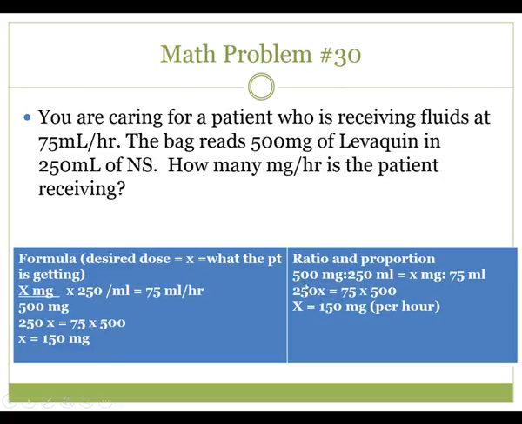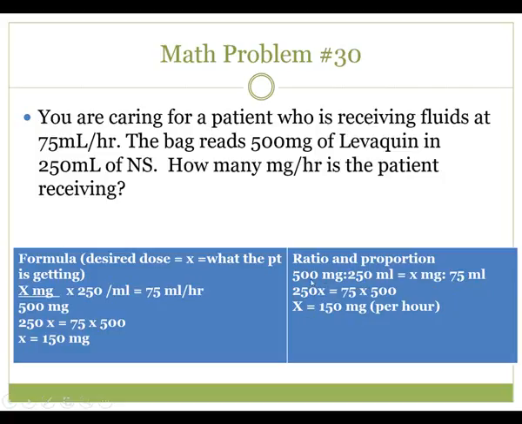I prefer the ratio and proportion on these kind, though. 500 milligrams and 250 is the same as X milligrams and 75. He's getting 75 mils an hour. So this 500 milligrams in 250 mils is going to be the same thing as X milligrams in our 75 mils we're giving him per hour. If you solve for that, it comes out to in 75 mils, there's 150 milligrams of medicine.